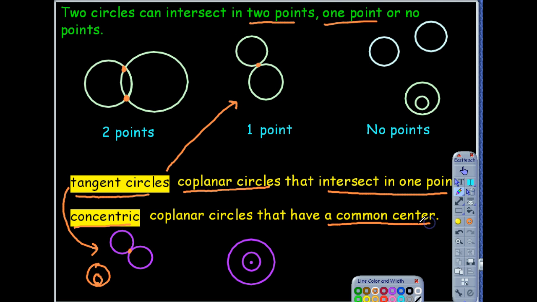What does that mean? It means that the center of one circle is also the center of the other circle. Exactly. So this would be an example of concentric circles. Now, what about up here? Would these be? No, not quite, because I can tell that the center of that smaller circle is not in the center of that larger circle.